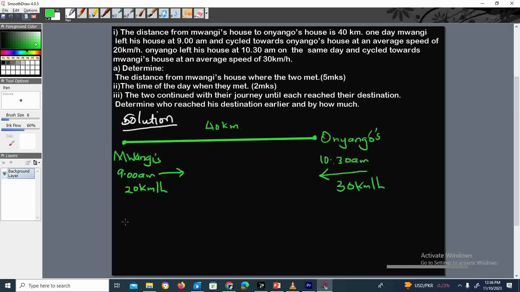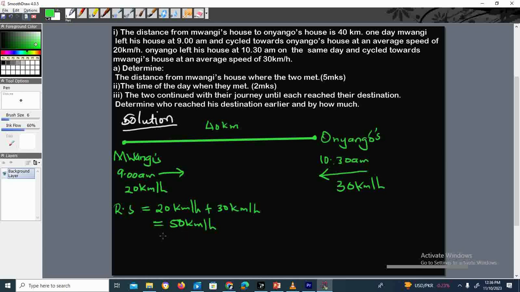So now we first need to calculate the relative speed. If we have to get the point where the two met, then we have to use the relative speed and the relative distance. So we start with the relative speed. These two people are moving in opposite directions, so the relative speed will be the sum of their two speeds, 20 plus 30 kilometers per hour, and this is going to be 50 kilometers per hour.